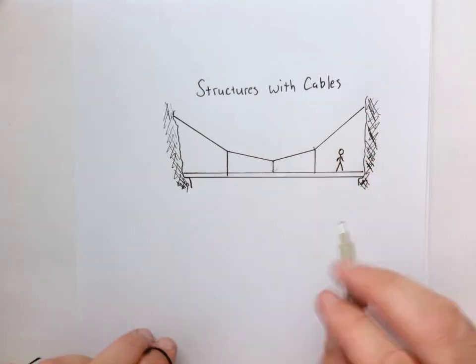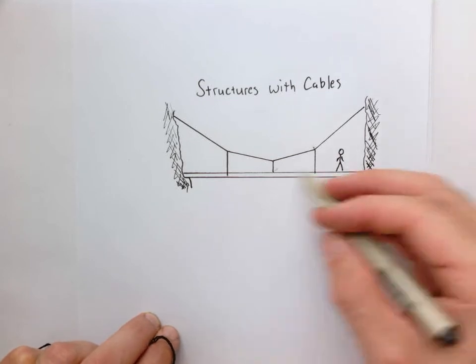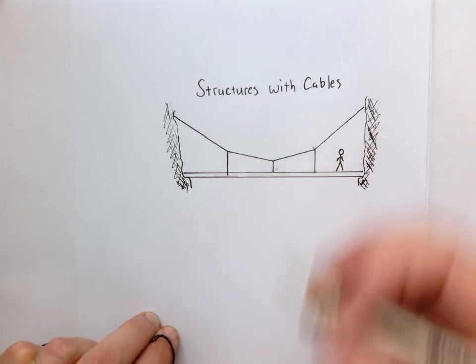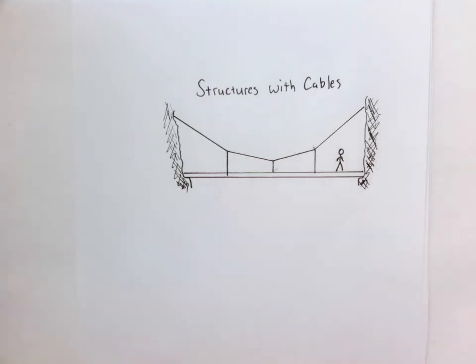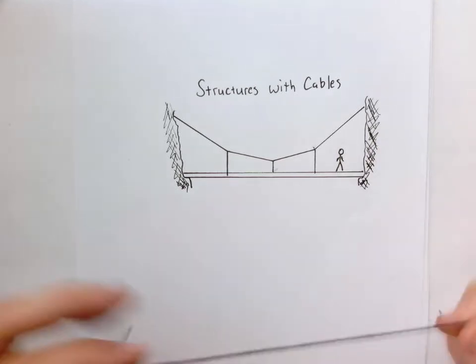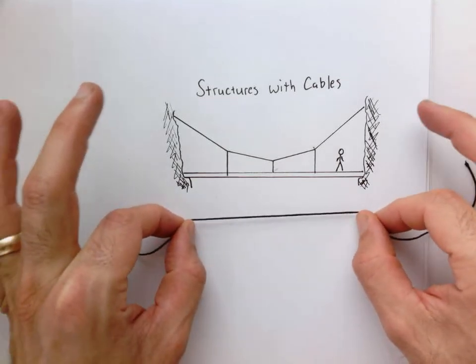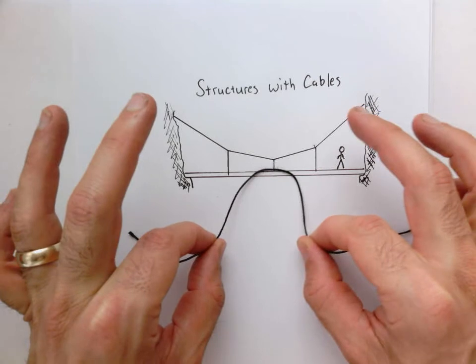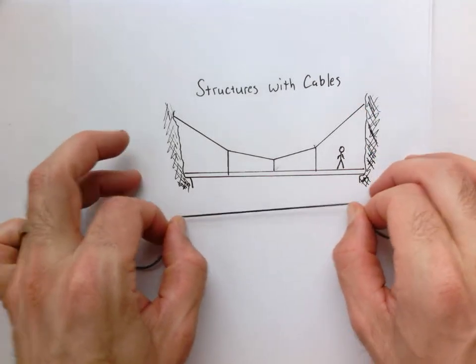The questions we're going to want to ask are, for a known load on this bridge, as people walk across it, what are the tensions in the cables, and how big do the cables need to be to support those loads? Most of the examples we're going to do here are demonstrations with string. String will be our cable, and it has the same properties: it can be compressed, it can't be bent, it can only support a load in tension.